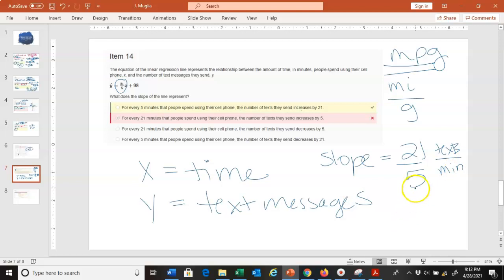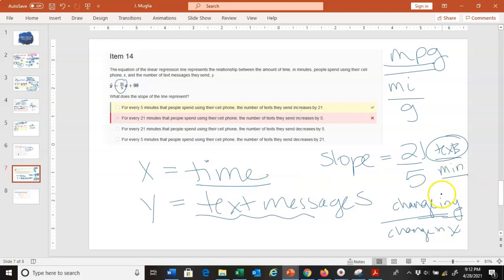Another way to remember this is to remember what slope is. The slope is the change in y over the change in x. And we know y represents text messages, so it's text messages, change in y, over x, which represents time, minutes. If you remember it this way, you can match up: okay, what is y? Oh, that's text. Text per time. Text per minute.